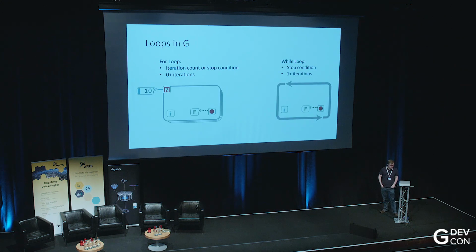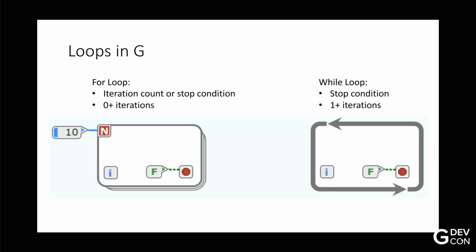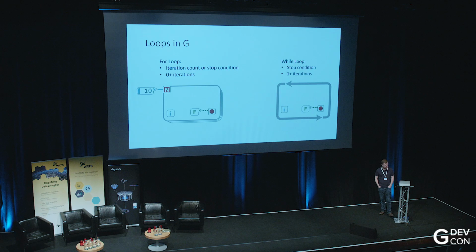Just to review quickly, there are two basic loops in LabVIEW, and there are other loops, but I'm not going to get into those. There's the for loop in G, and then the while loop, and they have slightly different characteristics because they're used for slightly different things. The for loop is controlled either with an iteration count or a stop condition, which means that it can run 0 or more times, whereas the while loop can only be controlled through the stop condition, and since the stop condition is inside the loop, the while loop has to run at least once. So other languages call this a do-while loop.